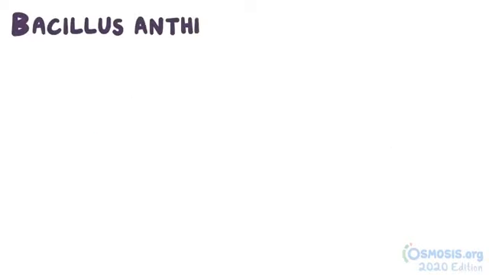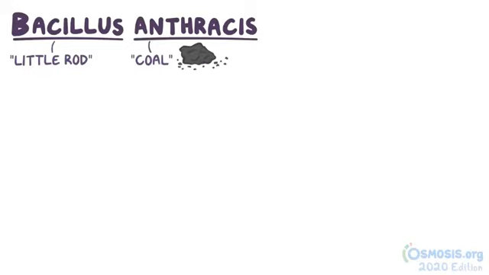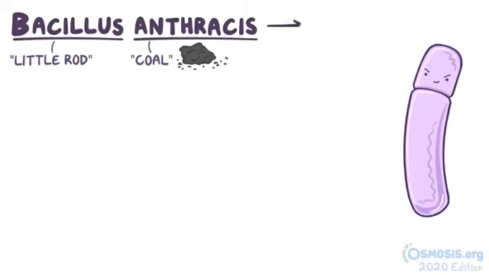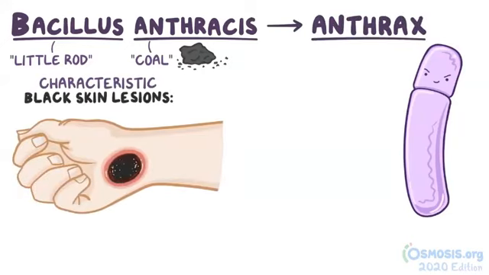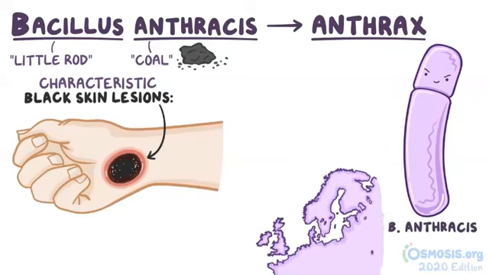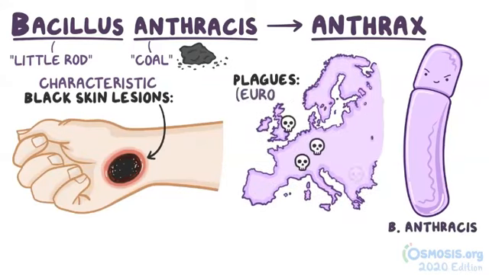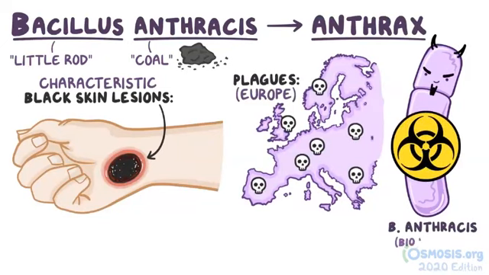With Bacillus anthracis, bacillus means little rod, and anthracis means coal. So Bacillus anthracis is a rod-shaped bacteria that causes a disease called anthrax that's associated with characteristic black skin lesions. Throughout history, Bacillus anthracis, or B. anthracis for short, has caused a number of plagues in Europe, and it's also been used as biological warfare. Not a great reputation.